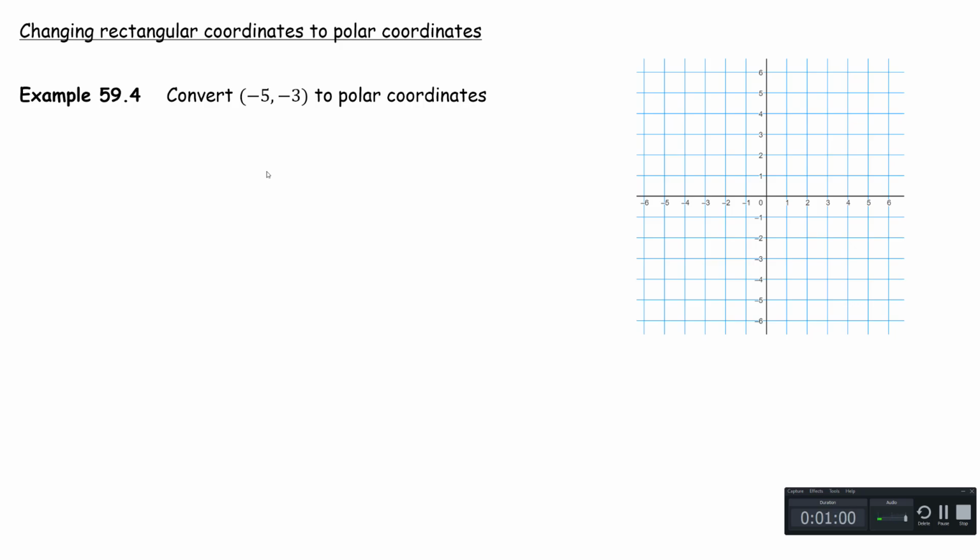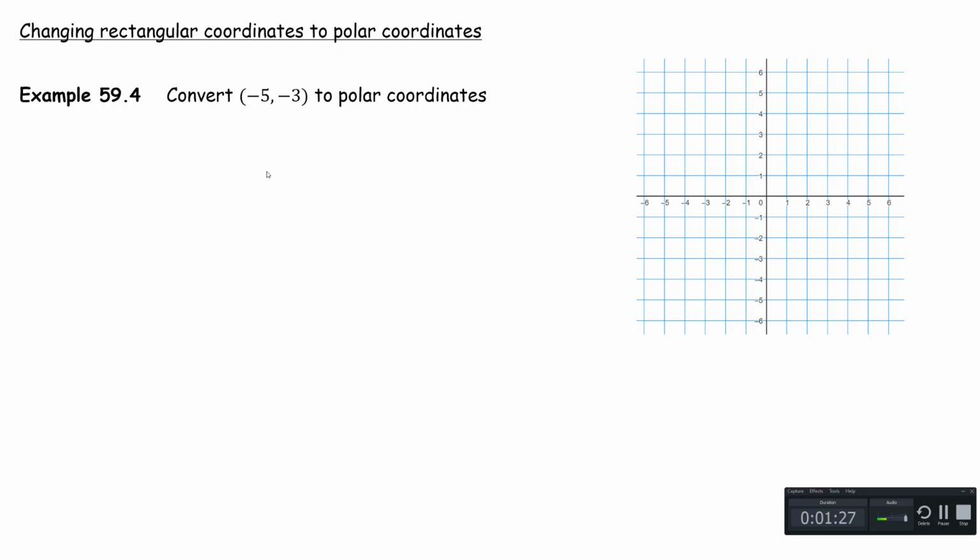So first of all, it says convert (-5, -3) to polar coordinates. And just a reminder, your book might write that with different notation, just so you recognize that that means the point (-5, -3).